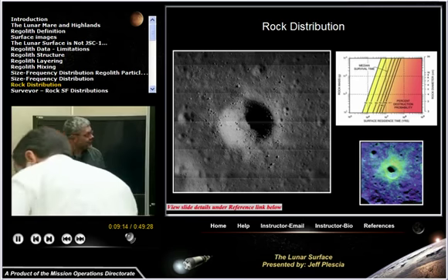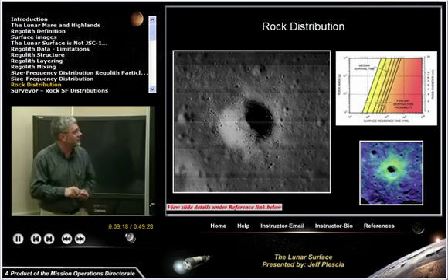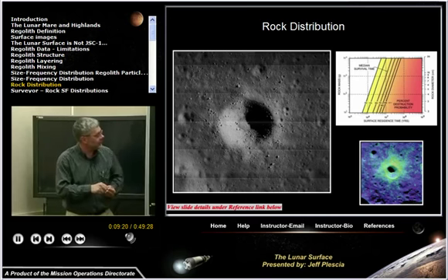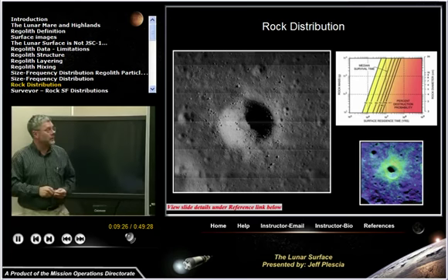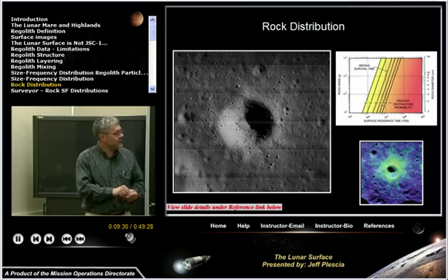This is a relatively fresh crater on the Mare. This is a Lunar Orbiter picture from some time ago. Light's coming from the right here, and you can see the rocks and boulders scattered around the exterior of the crater. When you look at the surface in radar, you often see a picture that looks like this.